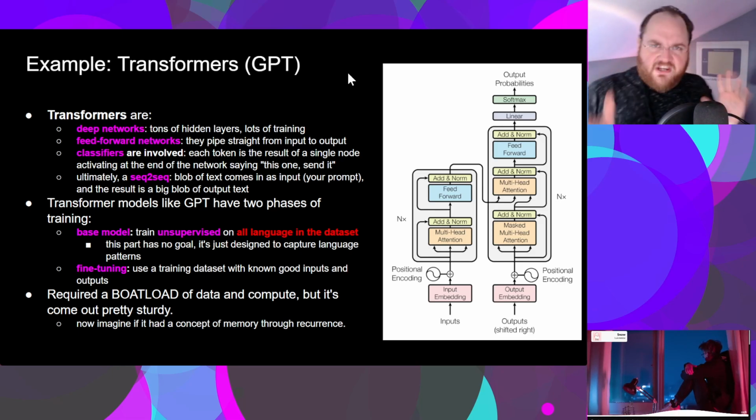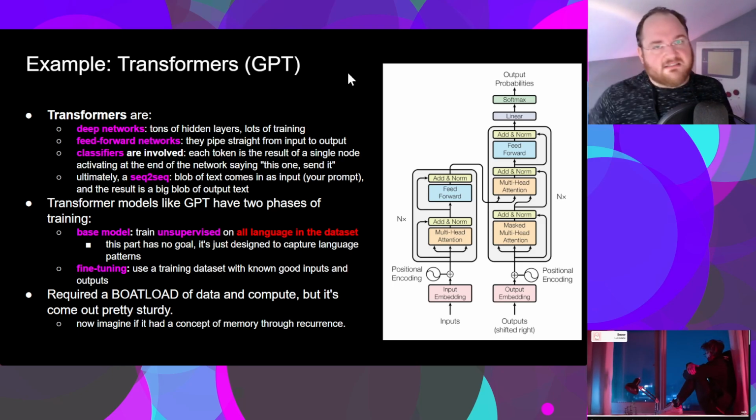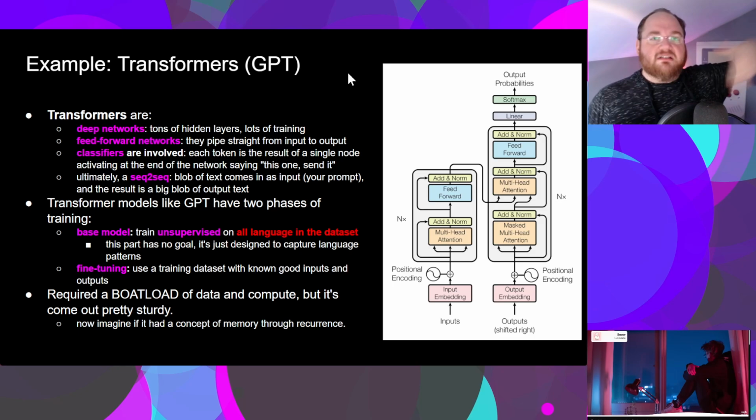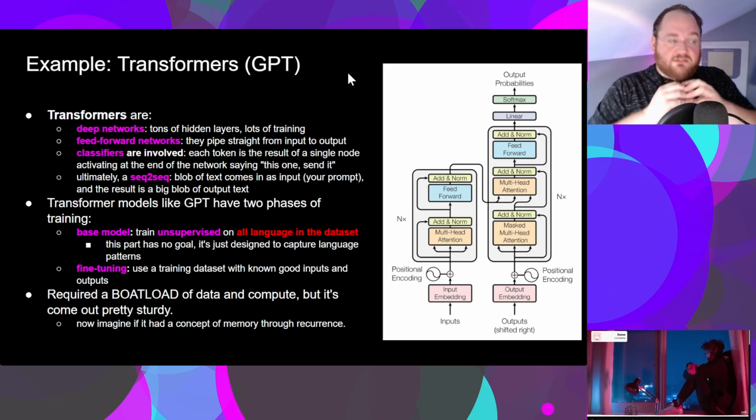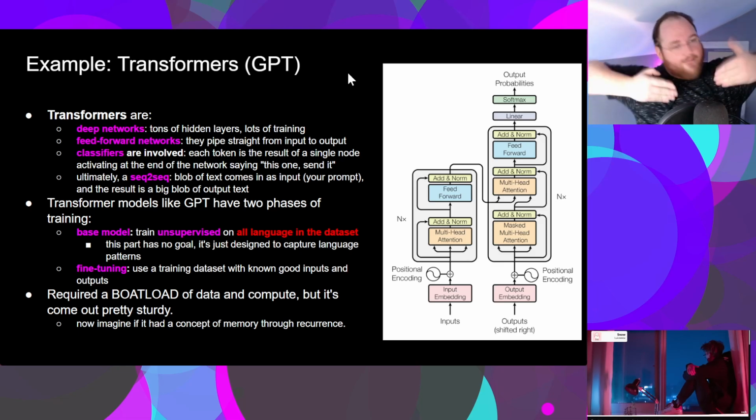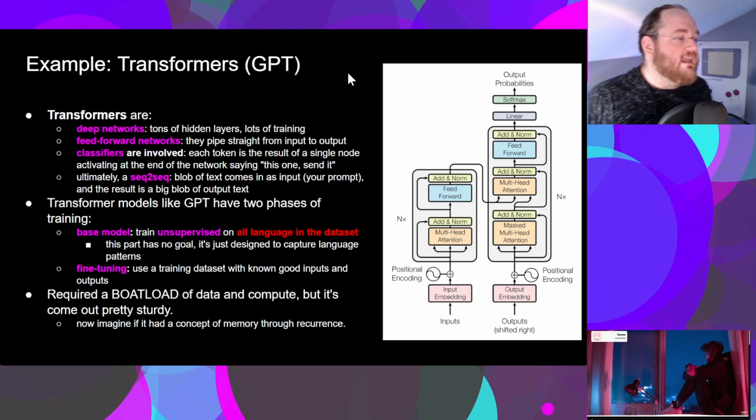The main features are, it's a deep network, so it has tons and tons of hidden layers, lots of training going on. They are feed-forward networks, because recurrent networks are harder to work with, and I think they're more expensive to train. There's a lot of ways things can go weird. So transformers are still the simple kind, the feed-forward only. Step 1 goes to step 2, goes to step 3, until we get a token out the other side.